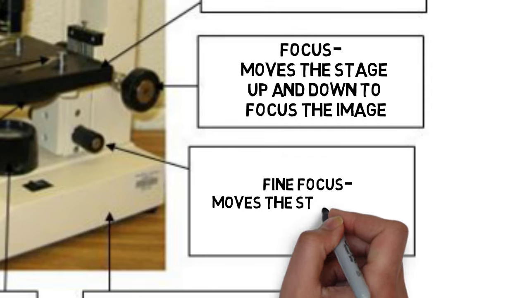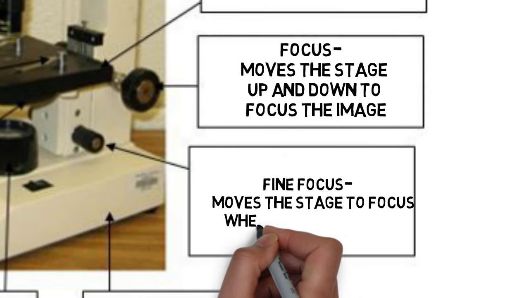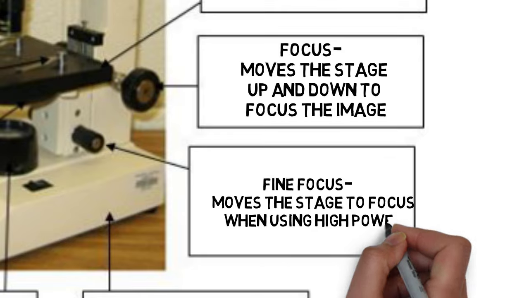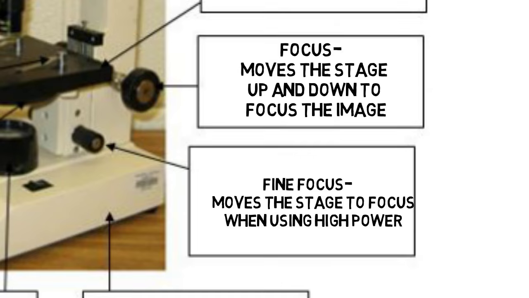Now we'll find out later that we can go from low to medium to high power, and when we're on high power we're so zoomed in that we'll want to use the fine focus knob to move the stage. That will be for high power only, to move the stage in smaller increments.